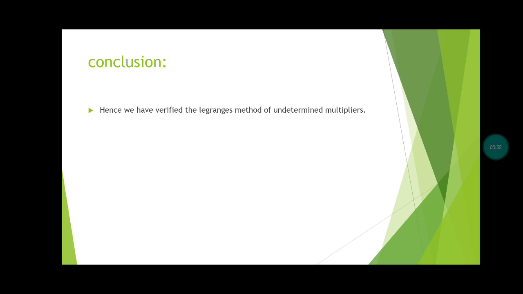So here x = -3 by 2, and in the place of lambda we substitute -12 by 7. We get the x value as 18 by 7. y = -lambda, that implies y = 12 by 7. z = -lambda by 2, that is z = 12 by 14. If we simplify, we get the z value as 6 by 7. So we have found the nearest point to the origin. That implies (x, y, z) is (18/7, 12/7, 6/7). Hence we have verified Lagrange's method of undetermined multipliers.